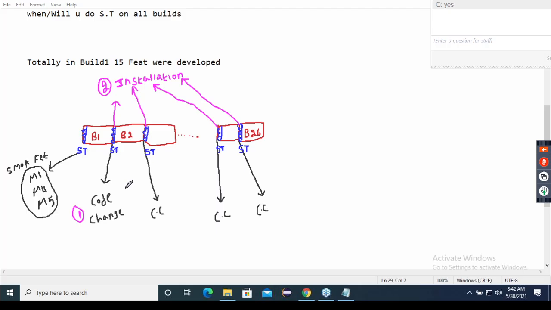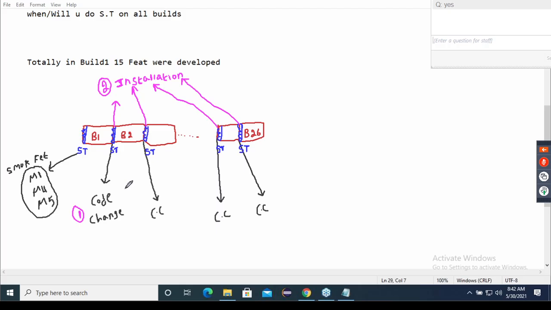Is the impact area compulsory, guys? You tell me, simplest question. Is the impact area compulsory? In the bug life cycle also I told you, no. But every time they're doing installation, can a mistake happen? 100% yes. So listen to what I'm trying to tell you here.